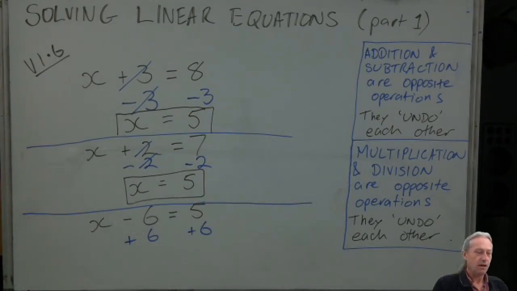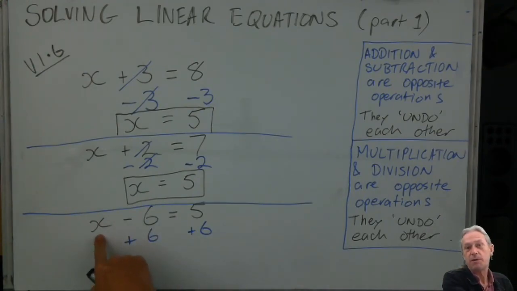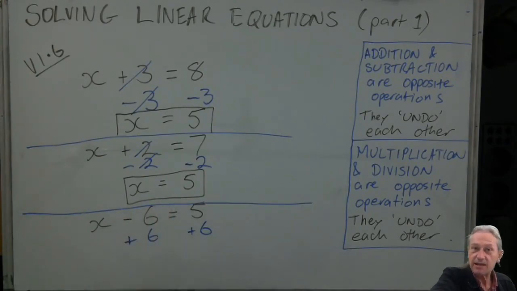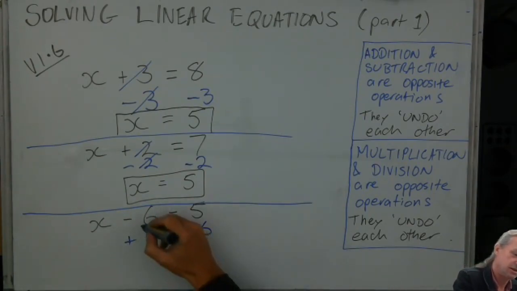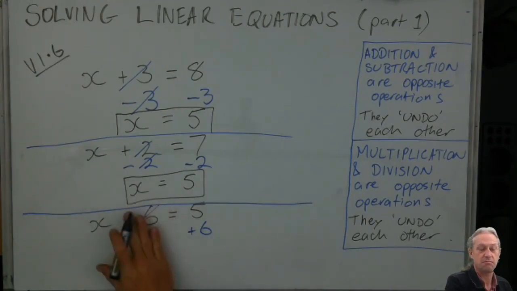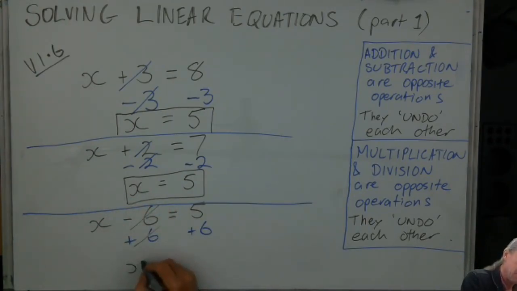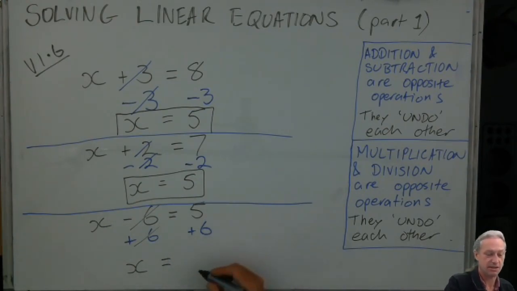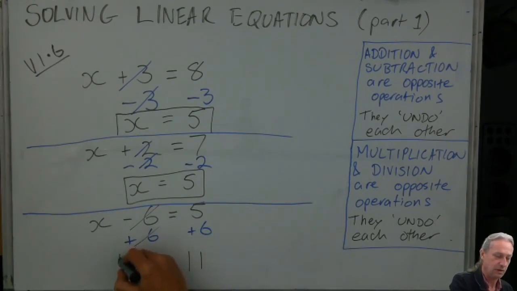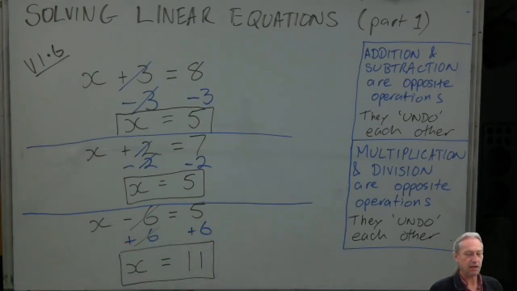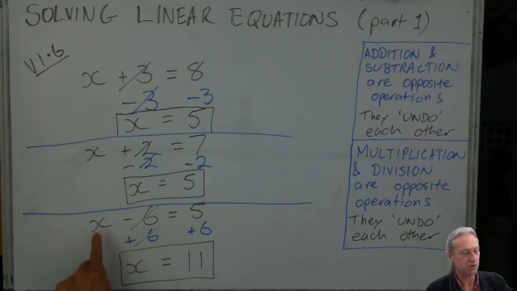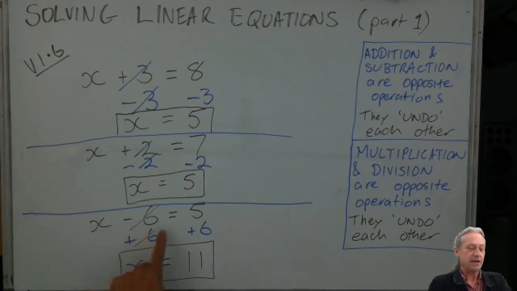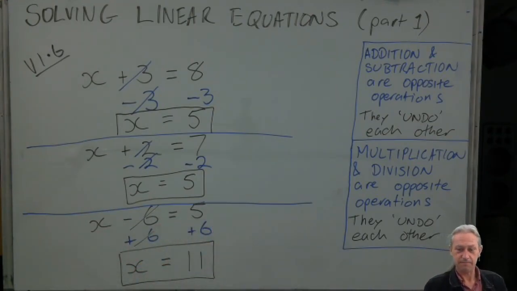And so it doesn't matter what we start with, if we take away 6 and then add 6, it's like adding nothing. So this cancels out and becomes like it's not even there. So we end up with just x on the left hand side, and then we have 5 plus 6 is 11. And if we were to substitute 11 in here, 11 take away 6 is 5. So that's a way to be able to check that you're on the right track.